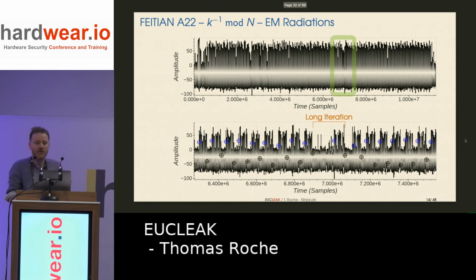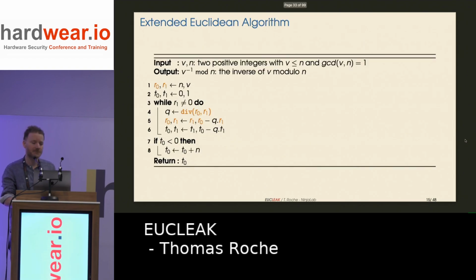But what we did is first detect them automatically and count them, because it gives us some general information on what algorithm is running here. And in fact, the average number of iterations matches pretty well a standard modular inversion algorithm, which is the EEA, the extended Euclidean algorithm.